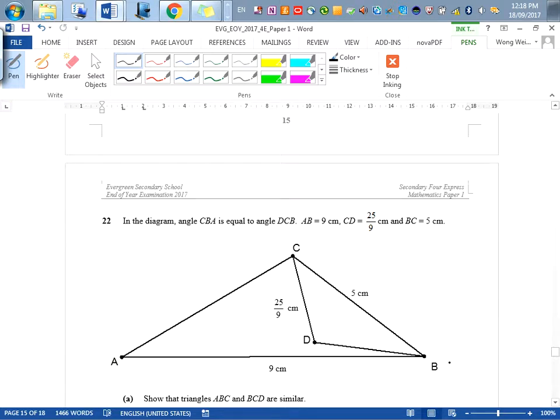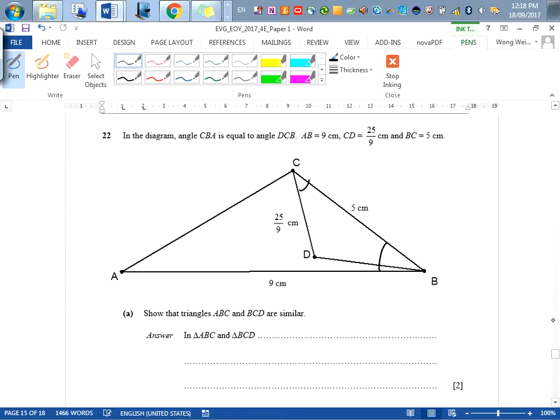CBA. So this angle is equal to DCB. They are the same, and then all the lengths are given. Show that two triangles are similar. Good that most of you actually drew the two triangles. So it should look like this.